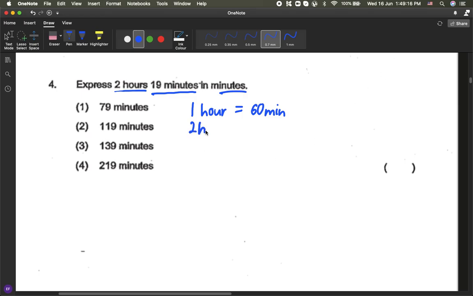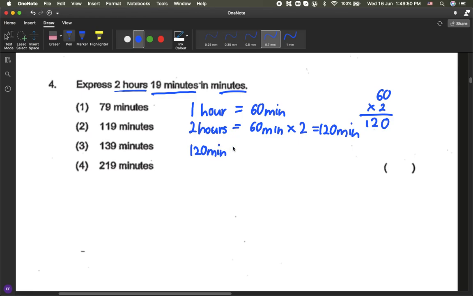So 2 hours is equal to 60 minutes multiplied by 2. 0 times 2 is 0. 6 times 2 is 12. So we get 120 minutes. Now we're still left with the 19 minutes that we have here. So we just need to add that together with this so we can get the answer. So 120 minutes plus 90 minutes.